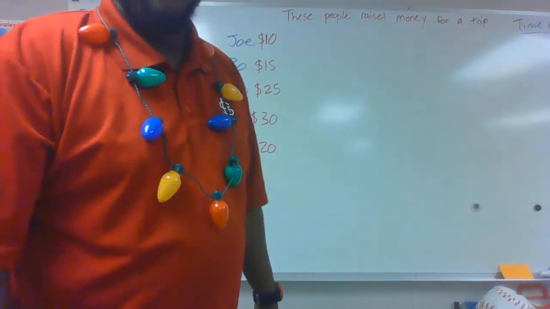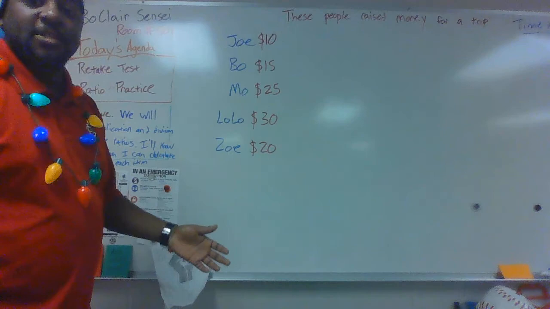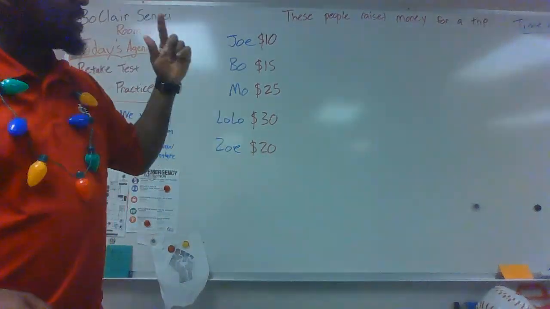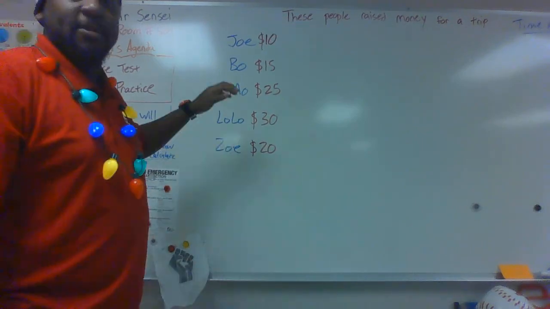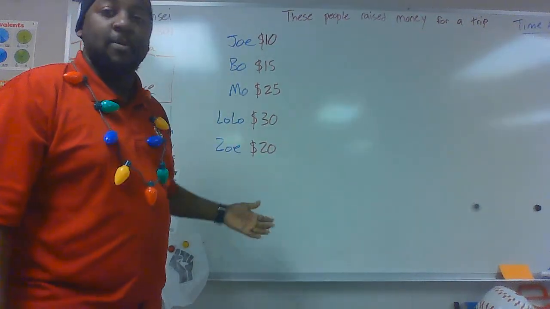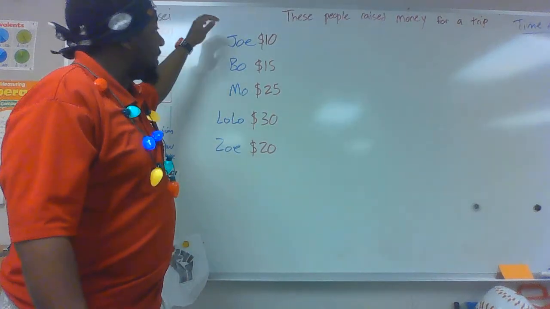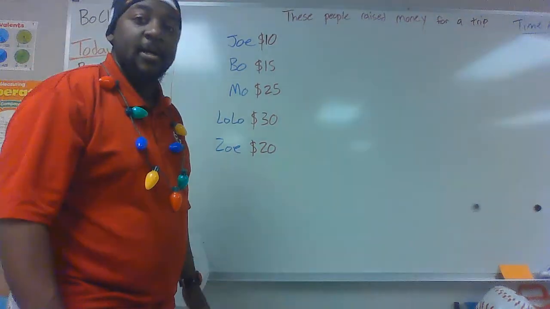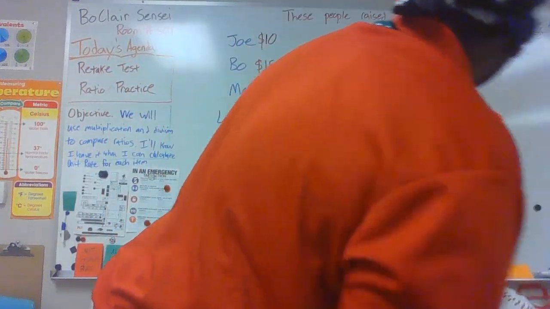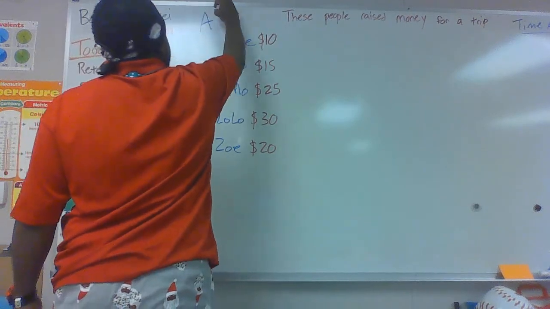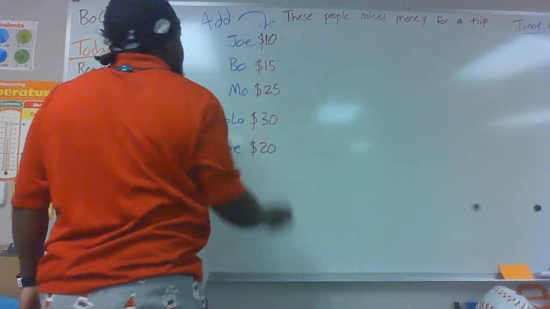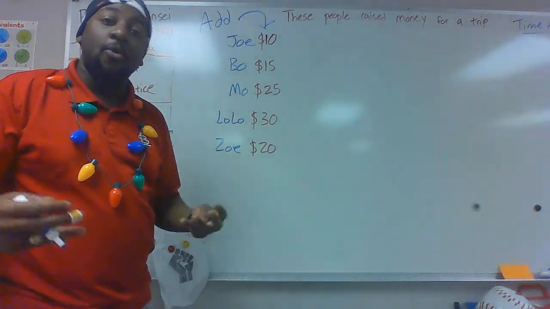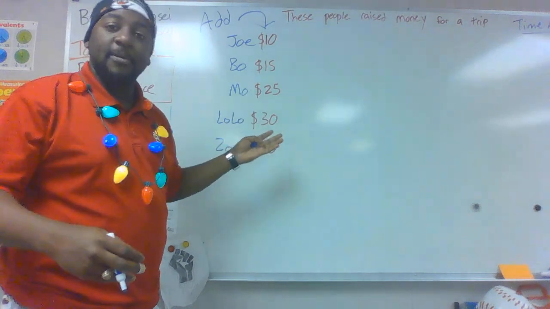So, morning. What we're talking about today, we're actually going to be using proportions to find the percent. The question is similar to this one. It says these people raised money for a trip, and it gives you a list of names and a list of how much money each one of those people made. So here, Joe made 10, Bo was 15, Mo was 25, Lolo was 30, and Zoe was $20. The first step you need to do is add all these numbers. When you add all these numbers, that's going to give you the total or the whole amount for the trip.